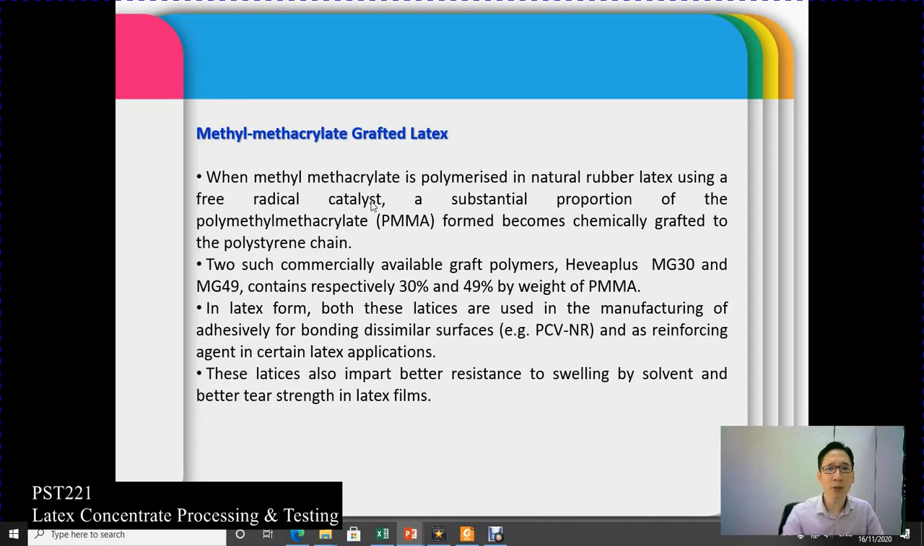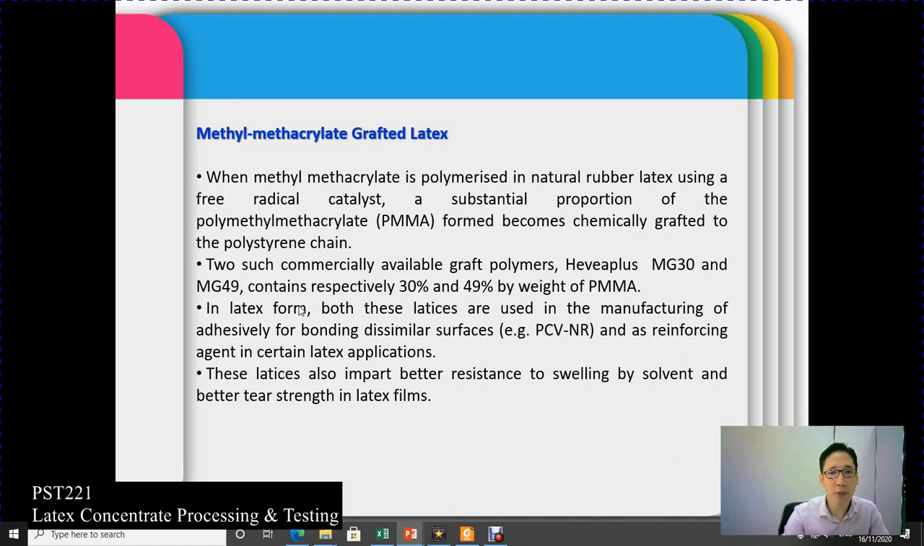Two such commercially available graft polymers, which are the Hevea Plus MG30 and MG49, contain respectively 30 and 49% by weight of PMMA. So it's very easy to memorize: MG is methacrylate grafted, and the number after the MG represents the content of MMA in the grafted latex. So commonly we have 30 and 49%.